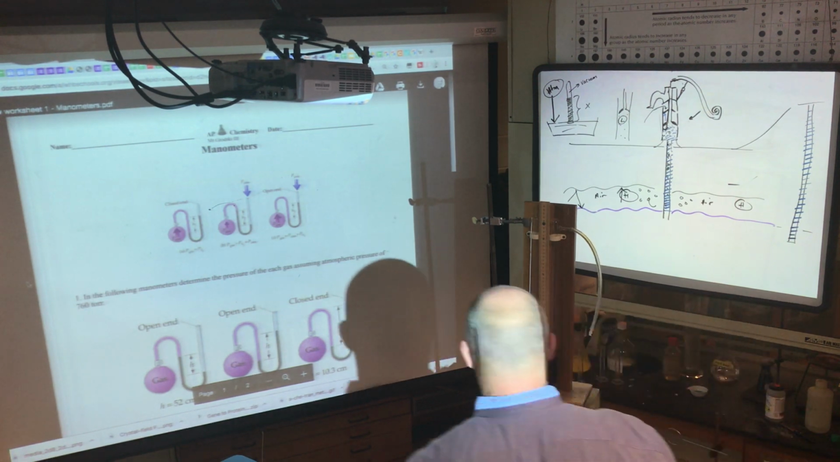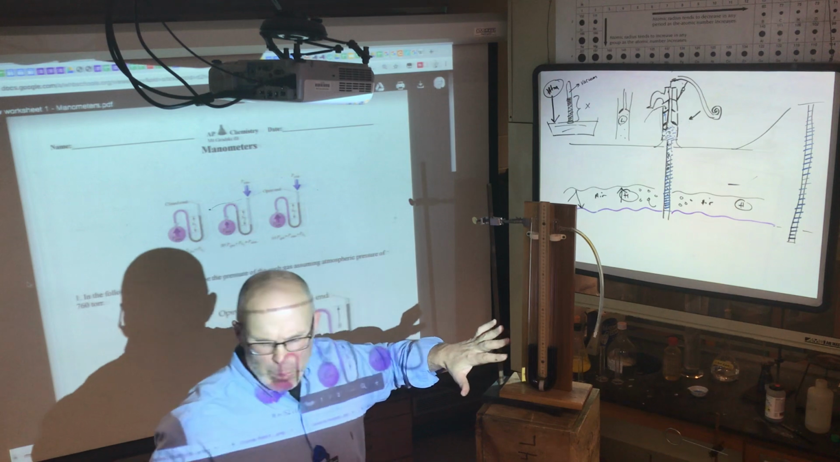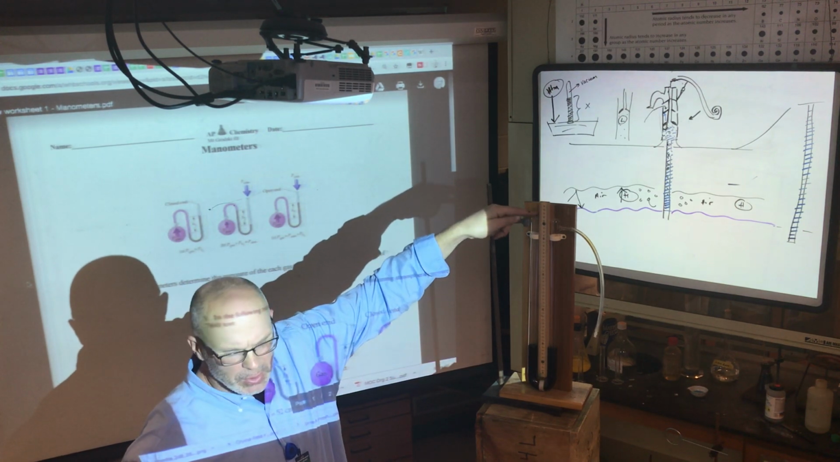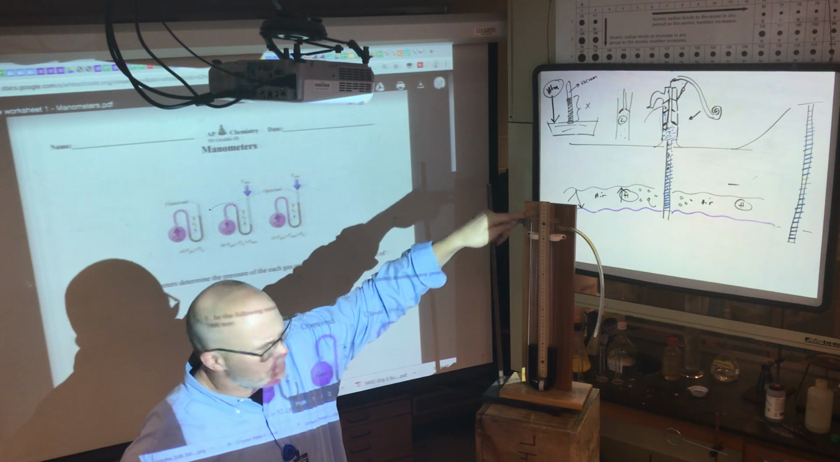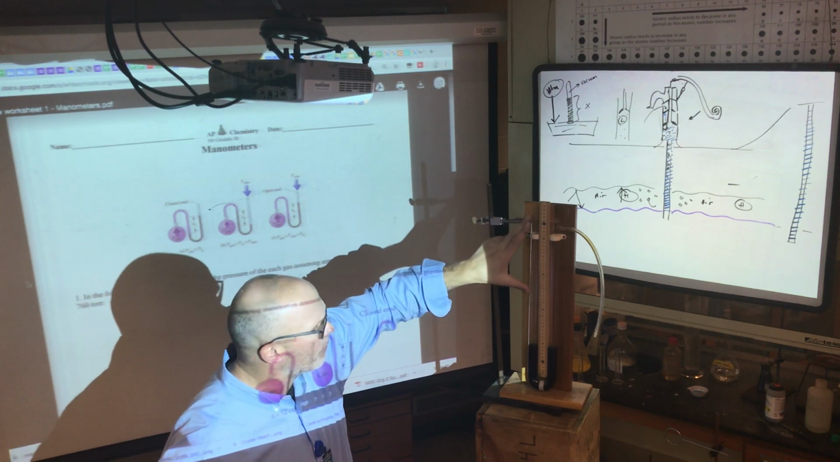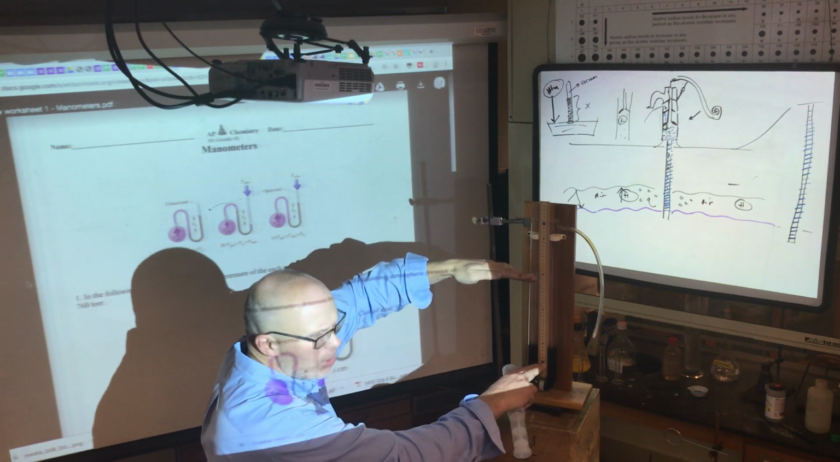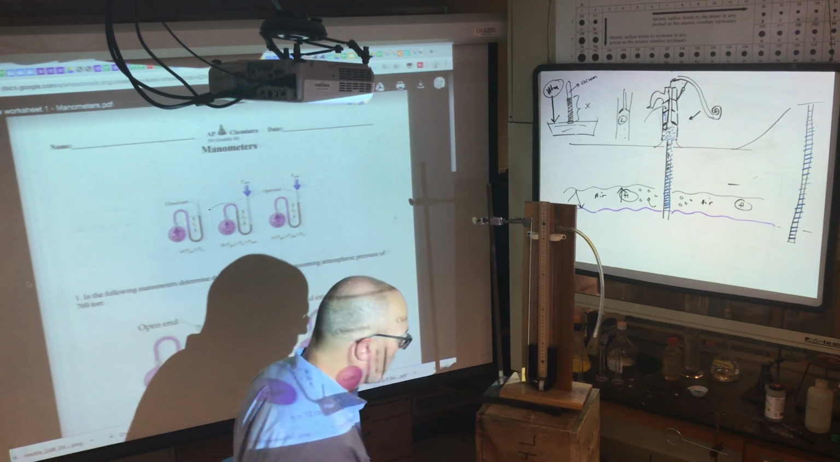Now, how is this manometer Torricelli's barometer? Well, Torricelli had a closed tube. He had a closed tube, he had it all filled up. He connected it to the air, and a closed tube manometer is a barometer, okay?